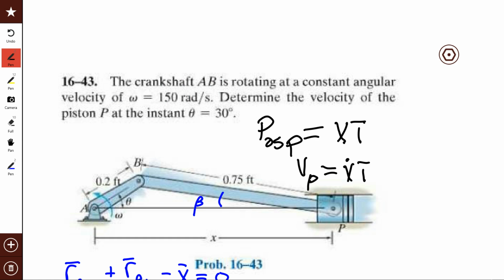Which direction? Up, down, right, left? Okay, to the right. And I always take right positive. I don't know what you guys want to do, but that's what I do. So that'll be an I. And then what? That walks you over to here. And then what are you going to do? You're going to go up. How far? 0.2 sine theta. Okay.